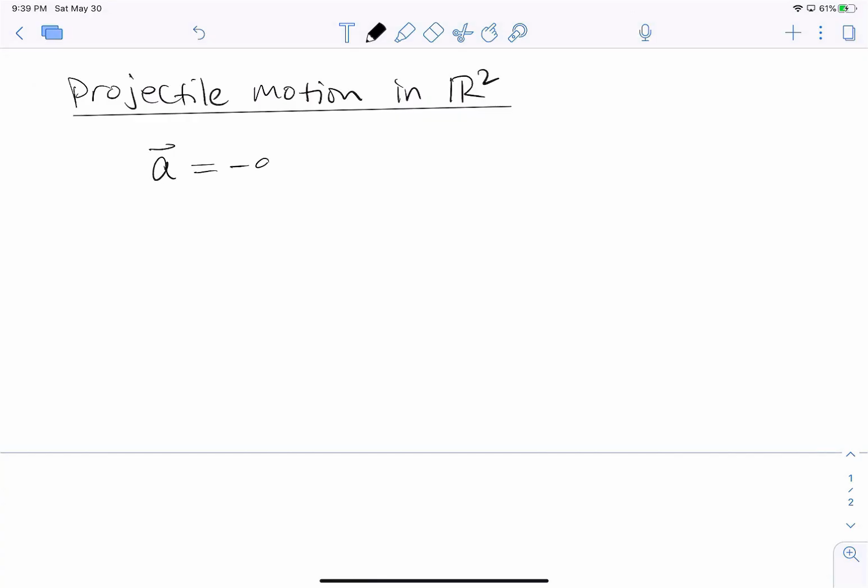Gravity points down, so it's negative g, and it's in the j direction. G, depending on context, is either going to be 32 feet per second squared, or g is going to be 9.8 meters per second squared, depending on if we're in the metric system or the system used by the US. I believe it's called the imperial system. It is, I just looked it up.